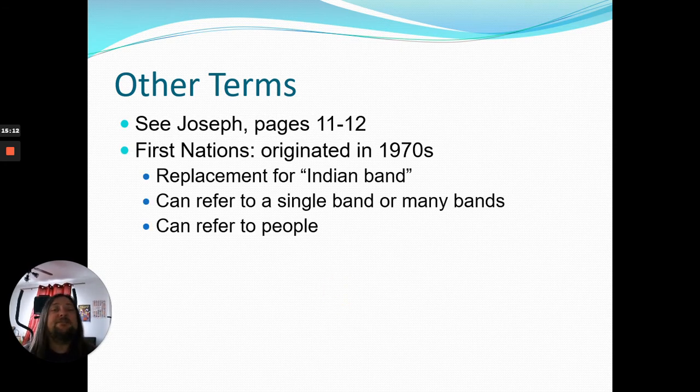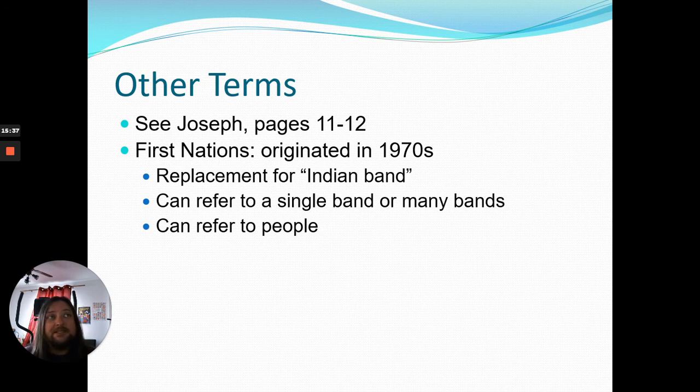And he does specify here, and this is useful to know, that the term First Nations originated in the 1970s as a replacement specifically for Indian bands. All right, again, Indian bands come from the Indian Act. They're not a First Nations creation, because they had different systems of governance before that. And so the term can refer to one band, many bands, or even people.